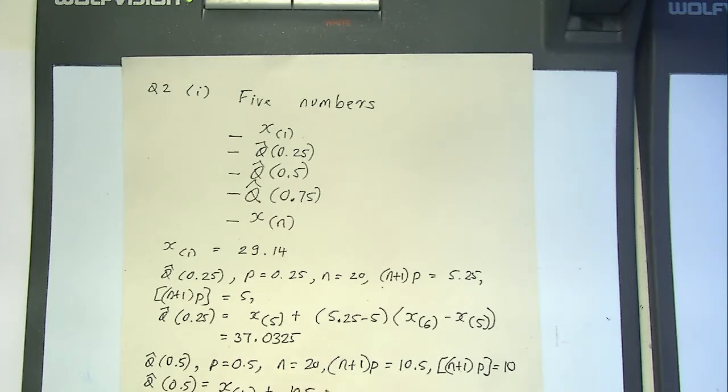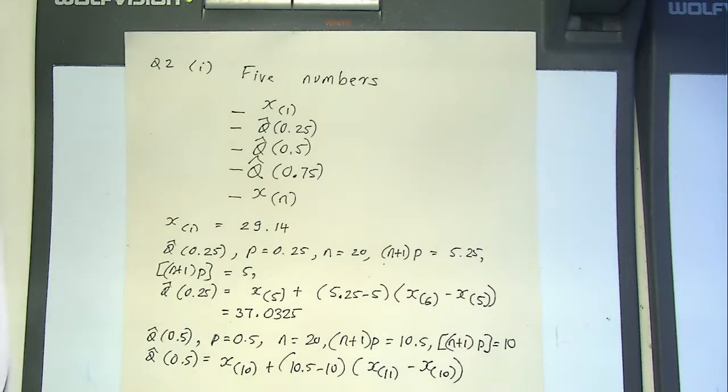10.5 minus 10, 11 minus 10. And if you work this out, guys, you will get the answer to be equal to 41.186.